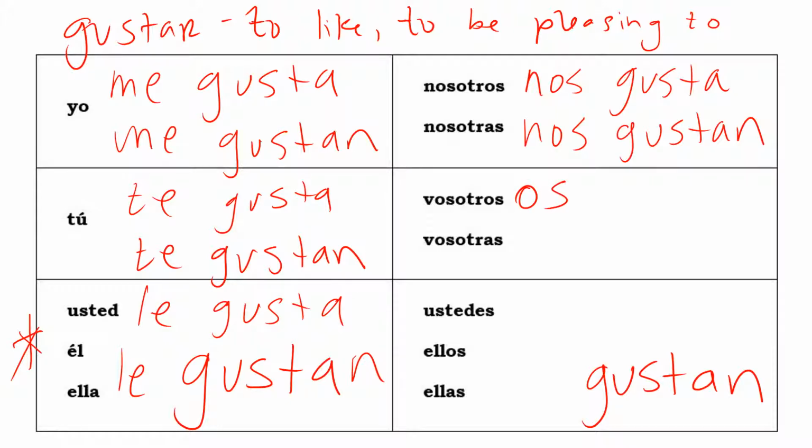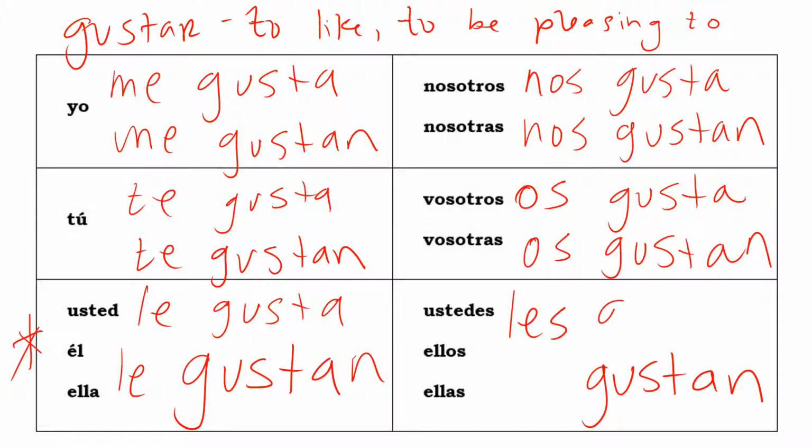Vosotros, os gusta, we like one thing. Os gustan, we like more than one thing. Remember, vosotros is just in Spain if we're talking to a group of people informally. Finally, we have the ellos, ellas, and ustedes form. We will use les gusta or les gustan. If they like one thing, le gusta, or if they like more than one thing, les gustan.